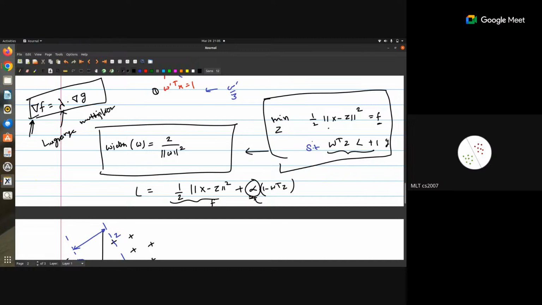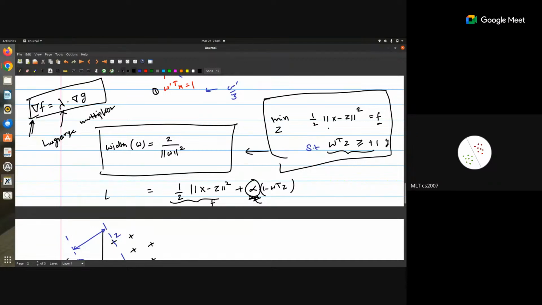and if it's a minimization problem, the constraint should be like this. If it is like this, then what we should do is make that into a greater than or equal to constraint, and then multiply with the Lagrangian multiplier to make it an equality constraint. Let's say this is W transpose Z equal to 1. Then you should do 1 minus W transpose Z, multiplied by some lambda. So that becomes an equality constraint.